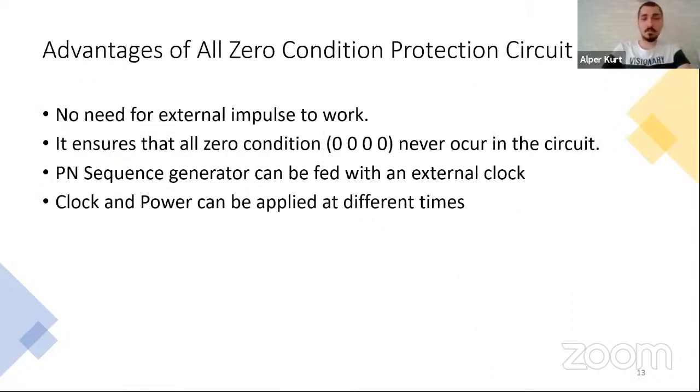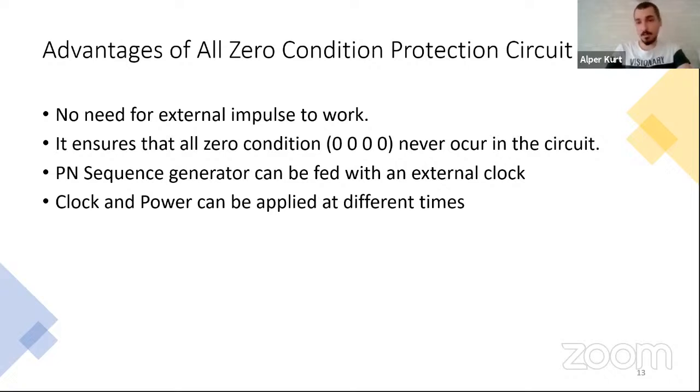There are some advantages of this condition protection circuit. Exactly this, there is no need for an external impulse. We don't need to press the button, or we don't need a microcontroller to start the PN sequence generator. And again, it ensures that the all zero condition never occurs in the circuit. And also, the PN sequence generator can be fed with an external clock. This is important because clock and power can be applied at different times.